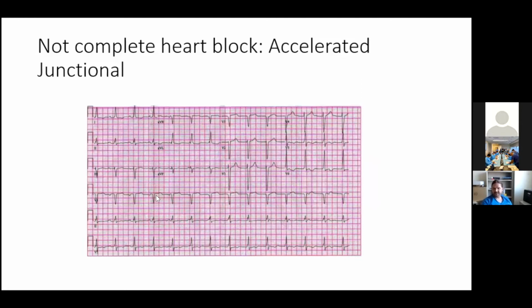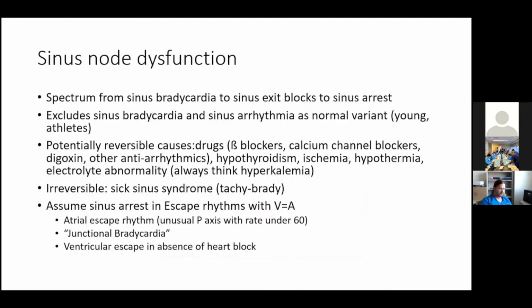Finally, accelerated junctional rhythms. This is something we often get a consult about, whether or not there is potentially heart block because we have AV dissociation, but this is the example where the V is faster than the A, so not meeting that definition. Okay, going on to the other major cause of bradycardia, sinus node dysfunction.